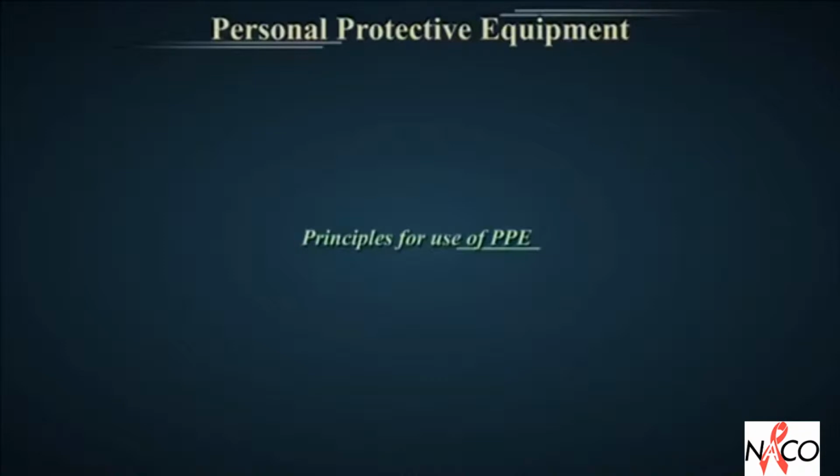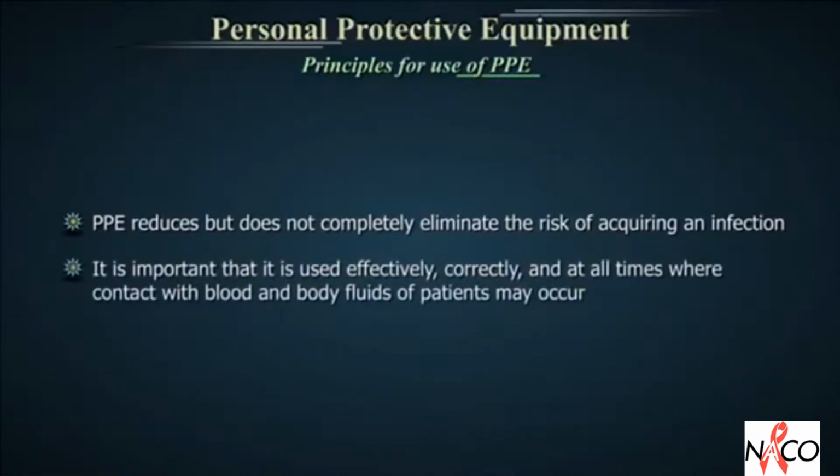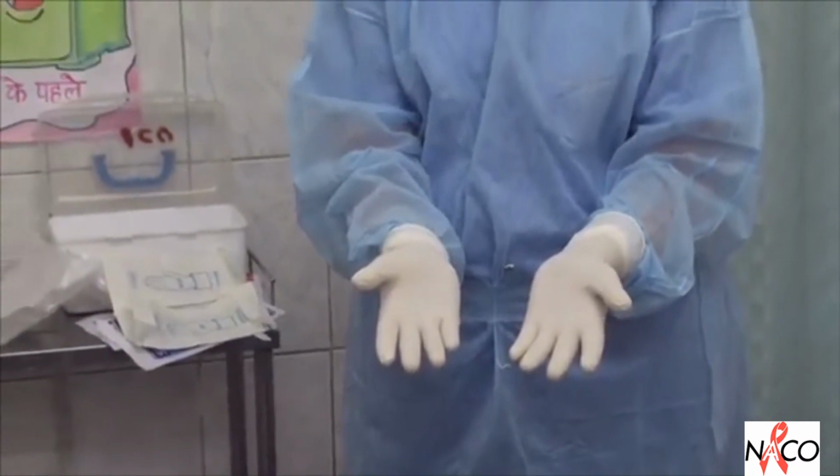Principles for use of personal protective equipment. Personal protective equipment reduces but does not completely eliminate the risk of acquiring an infection. It is important that it is used effectively, correctly, and at all times when contact with blood and body fluids of patients may occur. 1. Use PPE based on the risk of exposure.